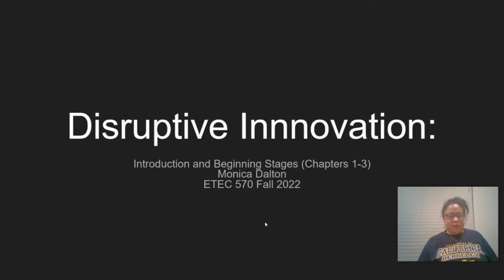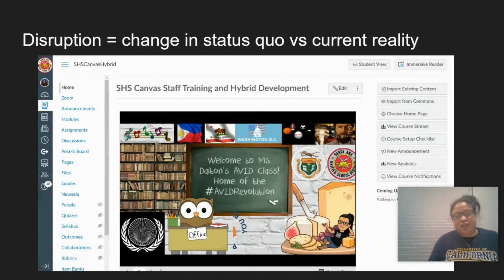Dr. Sonny Magana's book, Disruptive Classroom Technologies, begins with a discussion of disruptive innovation. He introduces the book by providing definitions and background information, and then moves on in chapter 3 to the first of his 3 T3 stages. He defines disruption as a change in status quo versus current reality. I placed this graphic in here to show the Canvas staff training that I was tasked with a school year ago, which was attempted unsuccessfully. It didn't hold, it didn't work.